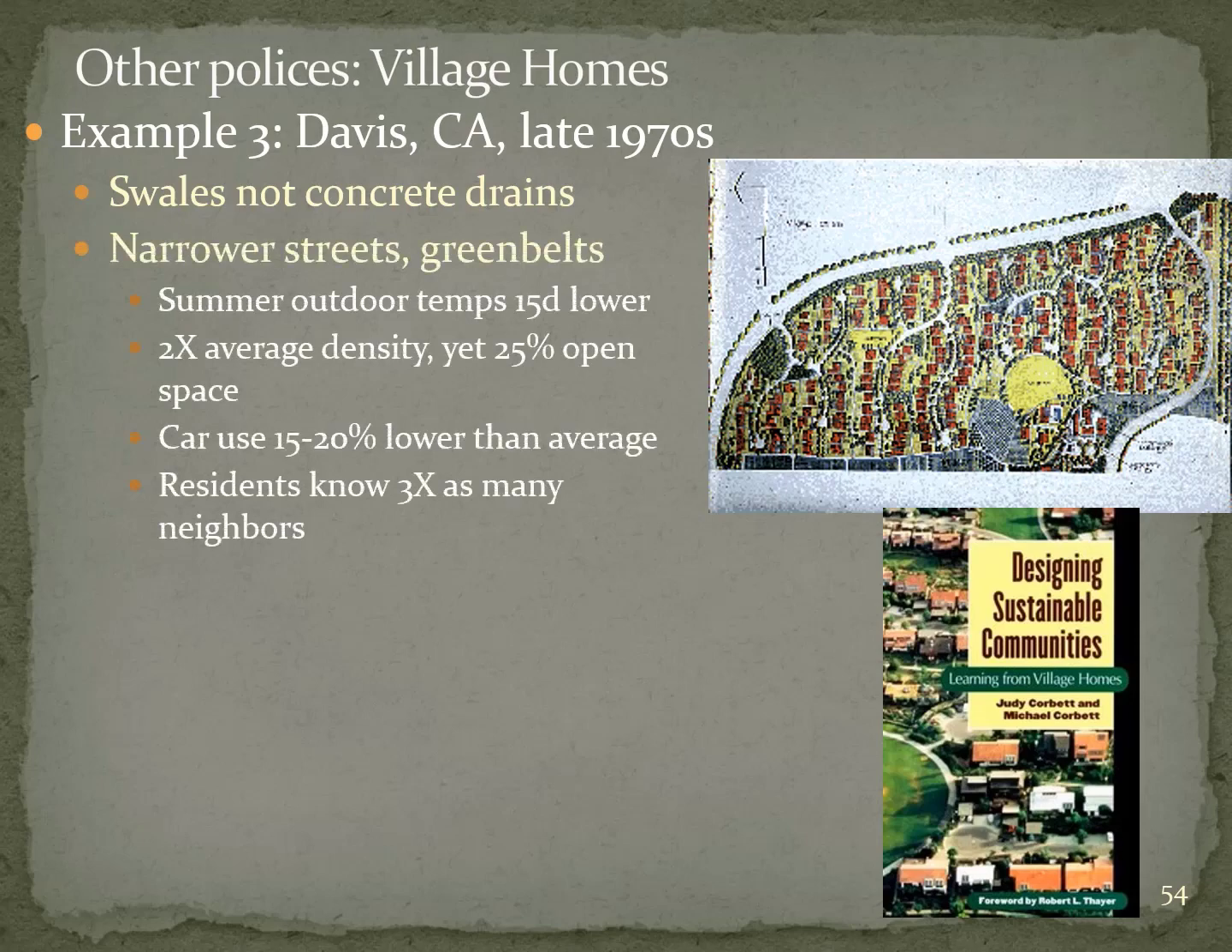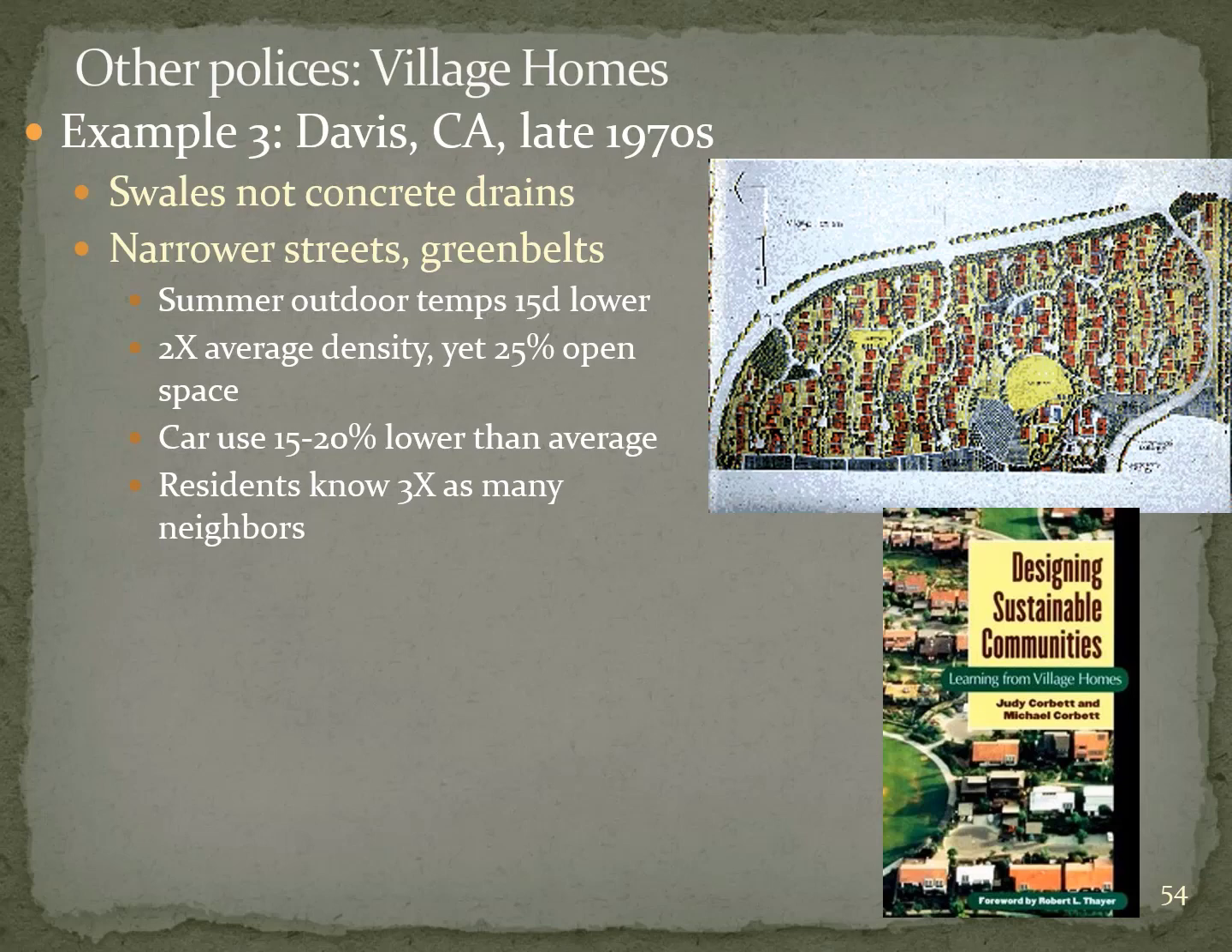They have narrower streets, and also the streets are lined by these green belts. So there's more open green space, less asphalt and concrete. One of the results of this is summer outdoor temperatures are 15 degrees lower. Because you don't have all those blacktops, those streets absorbing and re-radiating heat. Like the darker the surface, the more heat it collects, which is then released back out. Housing is at 2 times the average density, but because of the way it was built, there's 25% more open space relative to nearby areas.